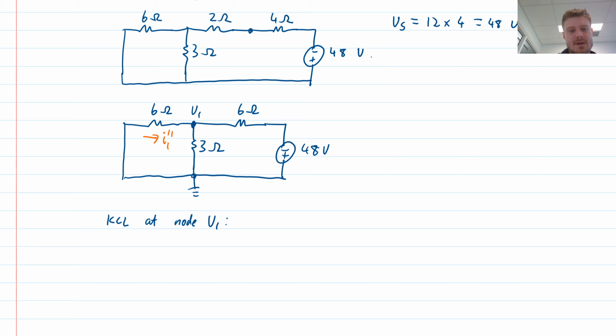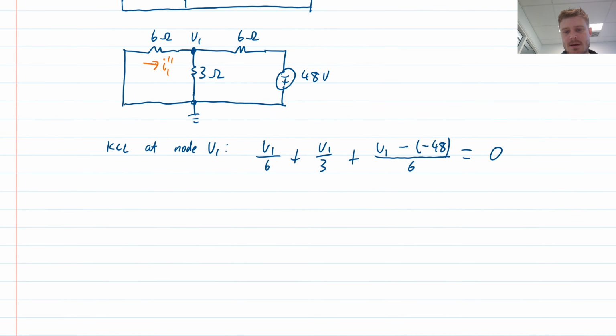So currents leaving V1 through the left branch will be just V1 divided by 6. Currents leaving through the bottom branch will be V1 divided by 3. And then currents leaving through the right branch will be V1 minus 48. So be careful with the polarity here. We basically have that the point here to the right of this resistor is 48 volts below ground. So we need a minus there when we do our expression for KCL. So this is our equation for V1.